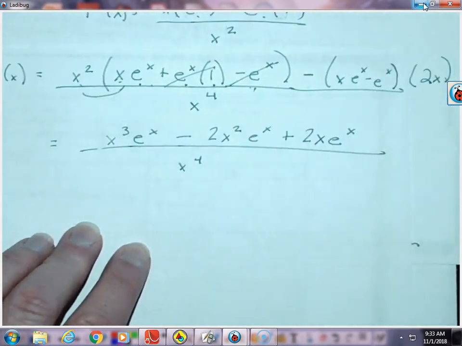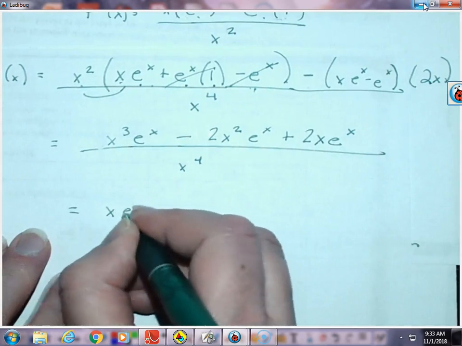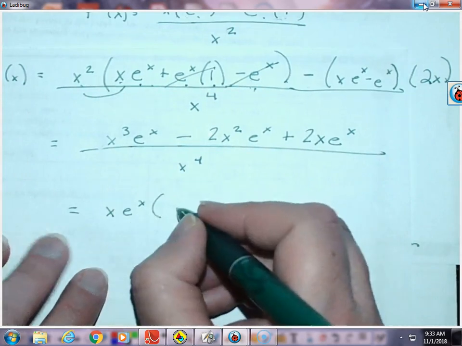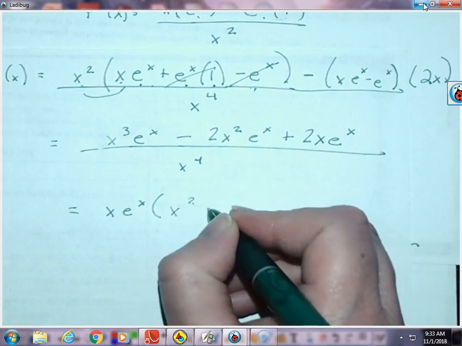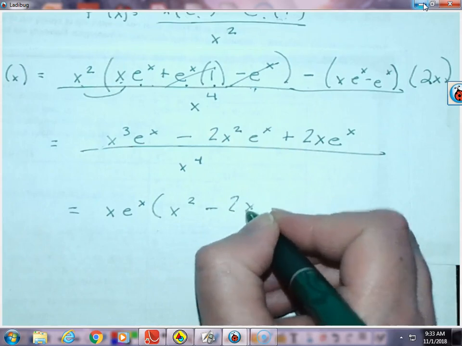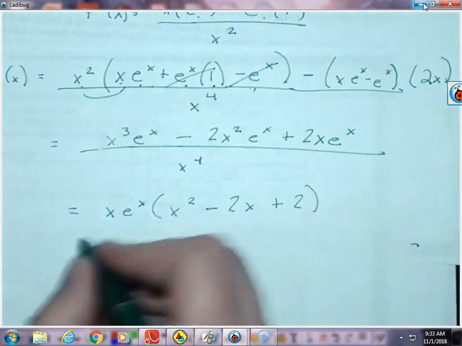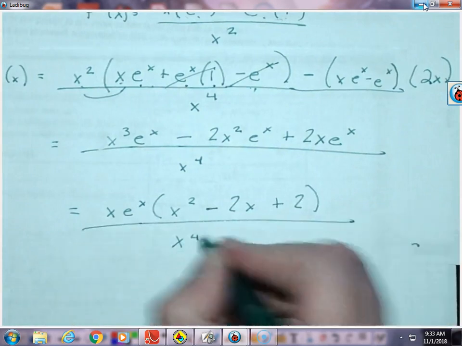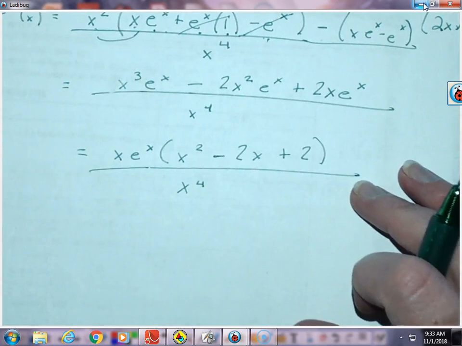I think we can factor out x and e to the x. I don't have a 2 in this one. That's okay. So yeah, let's take out the x and e to the x. What would that leave me? x squared minus 2x plus 2. That's looking better. And so we need to find places where the derivative equals 0 or is undefined.